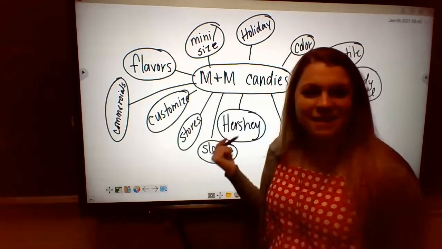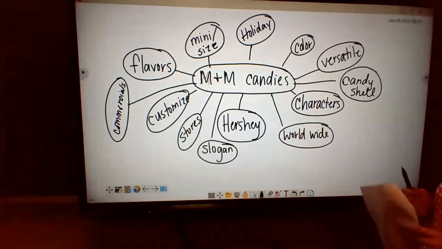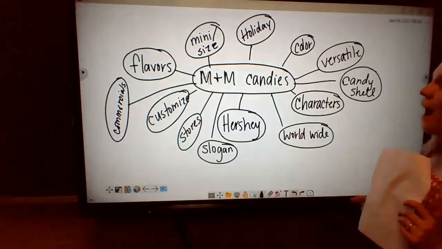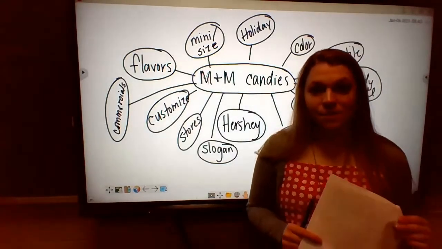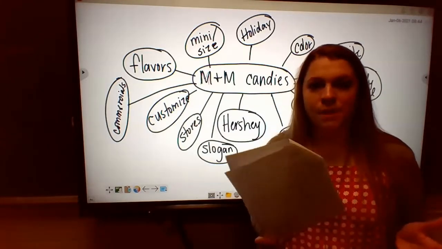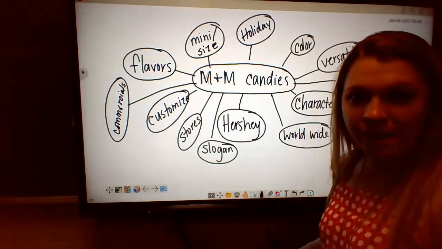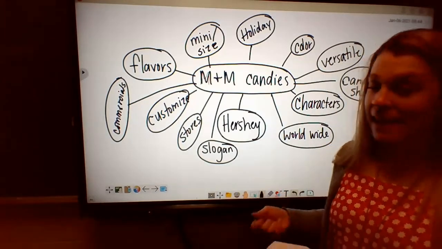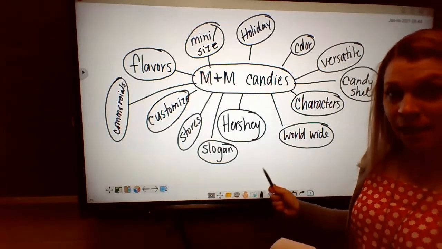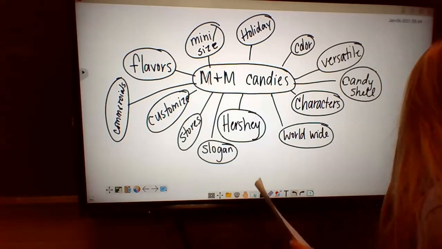All right, so as you can see, we have a lot here, and we only need 3 supporting details. So what we need to do next is narrow it down. Which are the most important ones? We can also group them together and then maybe come up with a bigger idea. Then these can be our supporting details that we need in our paragraph. So let's go ahead and think of that really quick.